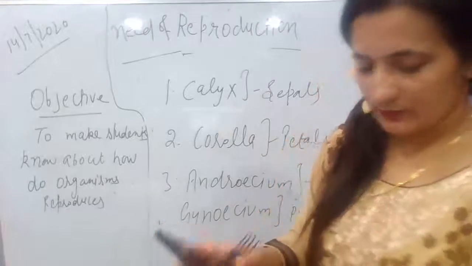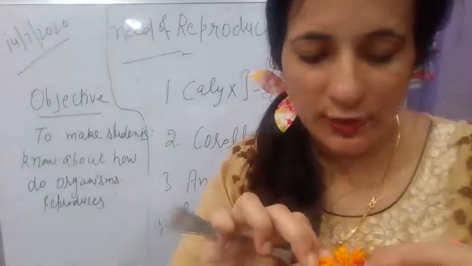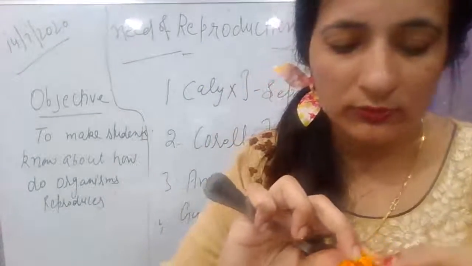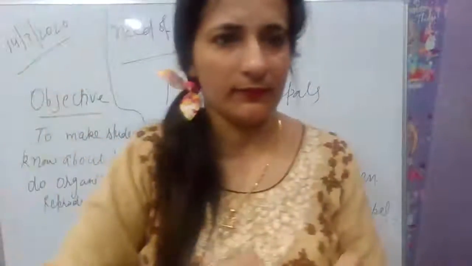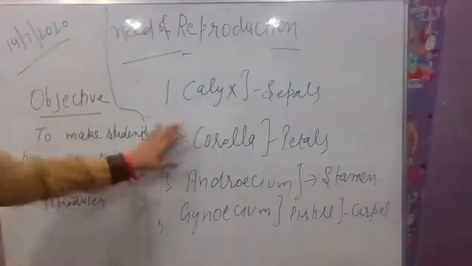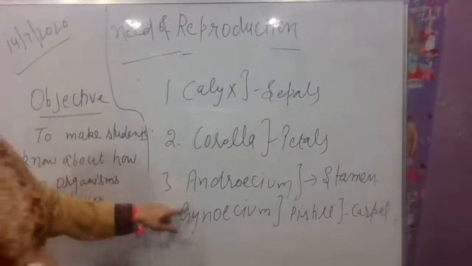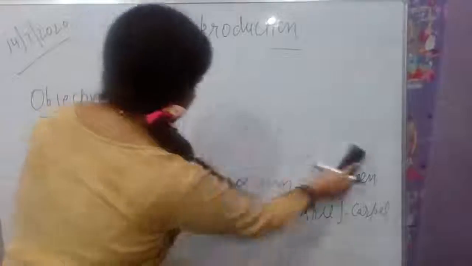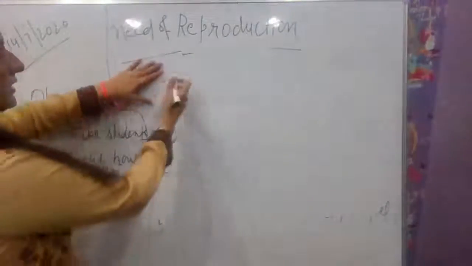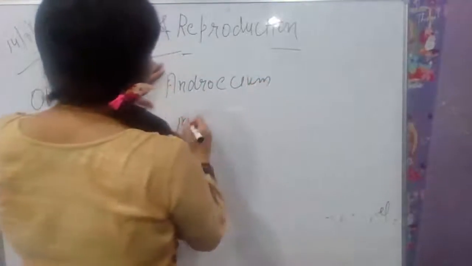Stigma, anther. It consists of pollen grains also. Anther, and it is actually anther and filament. It consists of stamen, which consists of anther and filament. Wait. It is a male reproductive part.